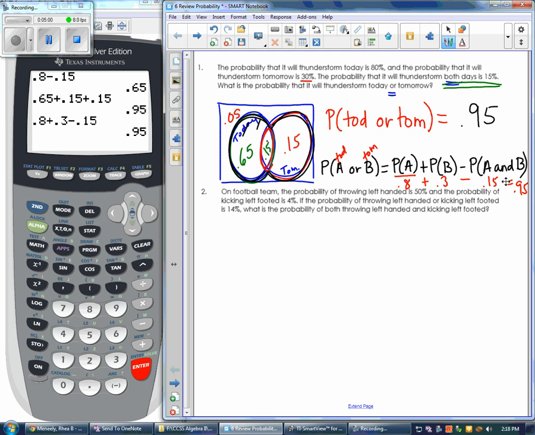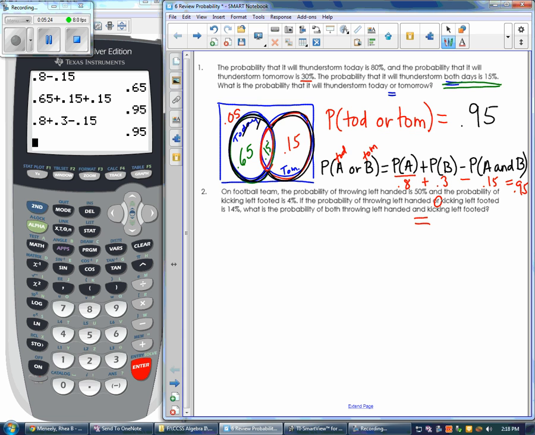In number 2, it says on a football team, the probability of throwing left-handed is 50% and the probability of kicking left-footed is 4%. If the probability of throwing left-handed or kicking left-footed is 14%, what is the probability of both? Now in this problem, you're given the OR and you're asked to find the AND. And so I'm actually going to need to use my probability rule here.